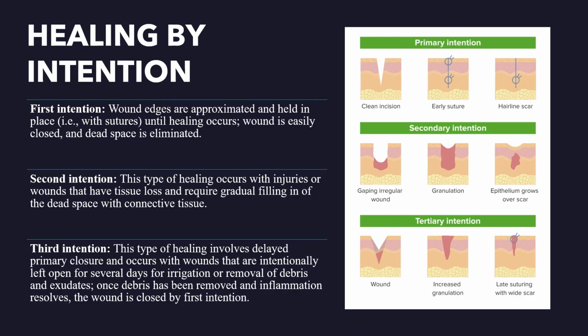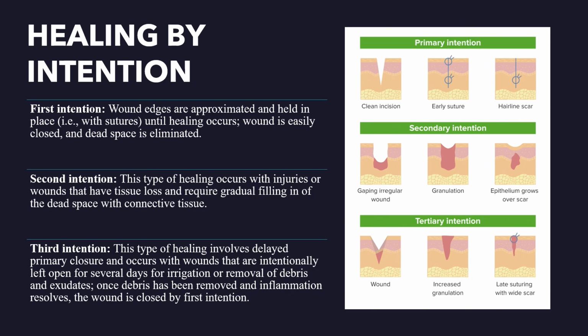As we can see in the picture beside, in the primary intention, there is a clear incision that we can see in the first image. Then we need to suture it at the inner layer, that is the dermis, and the upper layer, that is the epidermis. Both layers we need to suture because they need to hold each other. That's how the healing will occur.